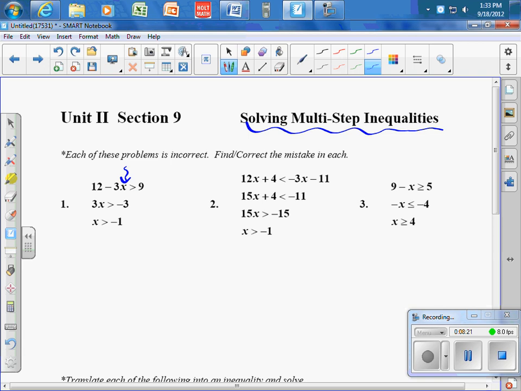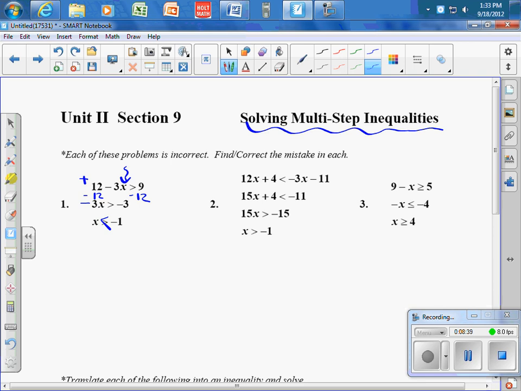The 12 is positive, so I'm going to subtract 12 from both sides and get, oh, here it is right here. It should be negative 3x is greater than negative 3. And when we divide both sides by negative 3, it flips the inequality sign. That should read x is less than negative 1.